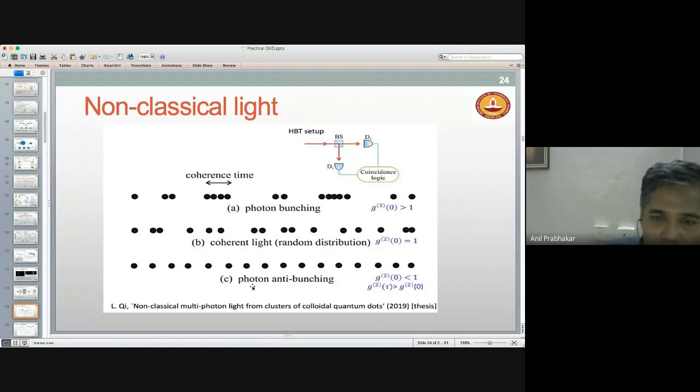And then you have photon anti-bunching. So these are actually true quantum emitters where they're emitting single photons. And there are many ways of building such quantum photon emitters.